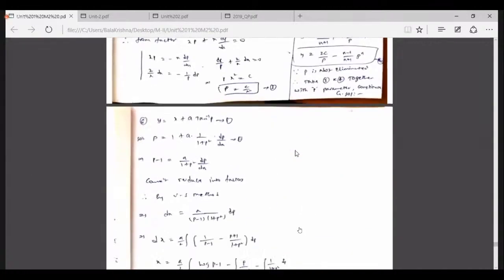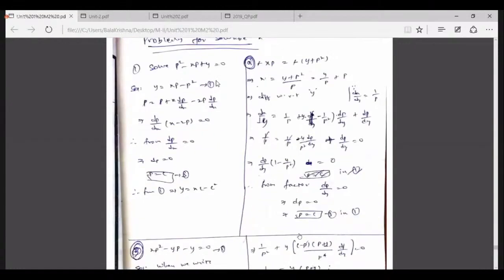So similarly, you should solve for the x format. So like this.